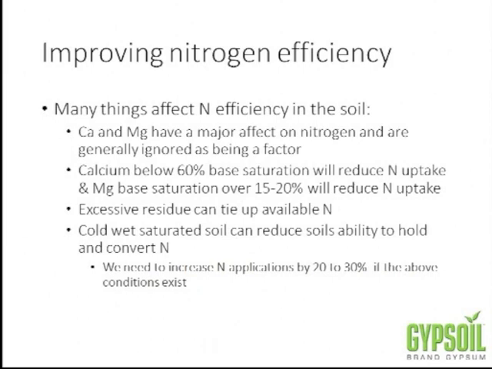And when I see magnesium get above that 15, and boy, 20 I consider to be a little bit of a cliff when it comes to nitrogen. When we start getting above 20%, your nitrogen efficiency really drops. Of course, then we have excess residue, or if we have cold, wet, saturated soils. All those are things where we maybe need to increase those nitrogen applications by 20 to 30%.